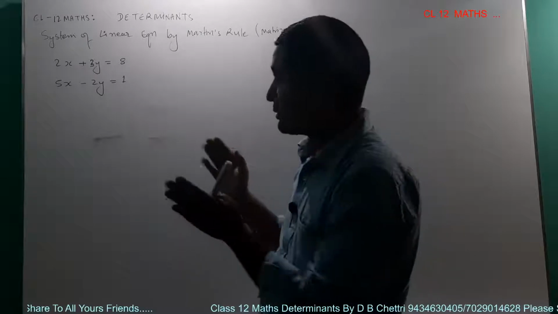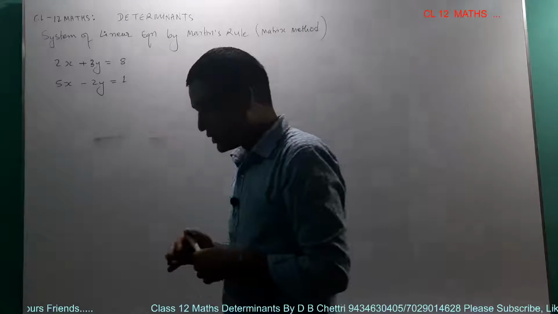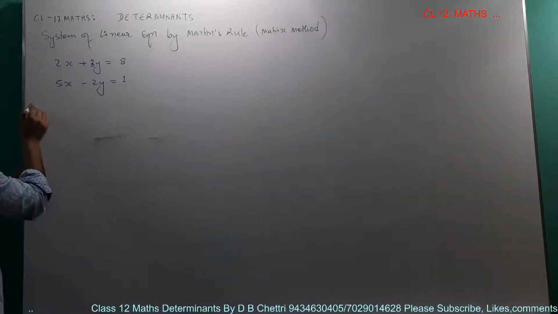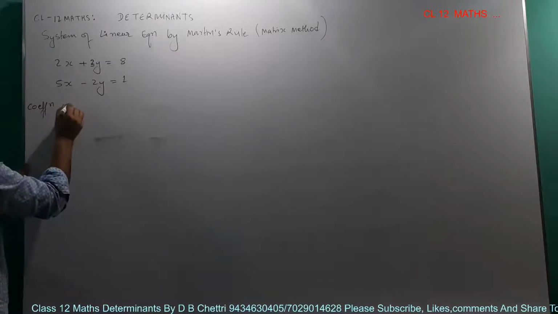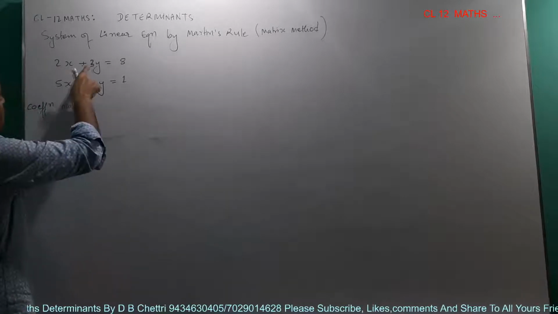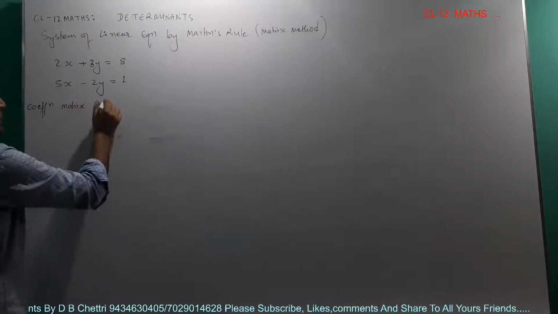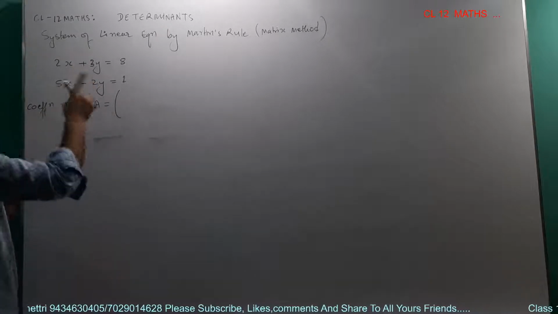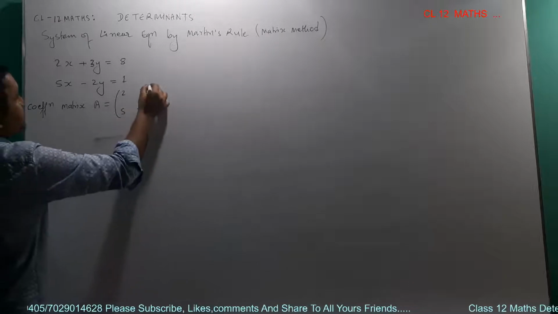Before solving, we have to separate the variable, coefficient and constant terms. First, the coefficient matrix. Coefficient matrix means the numbers in front of the variables. It is indicated by A, and it is 2, 3, 5, minus 2. While writing the coefficients, write them with their signs.